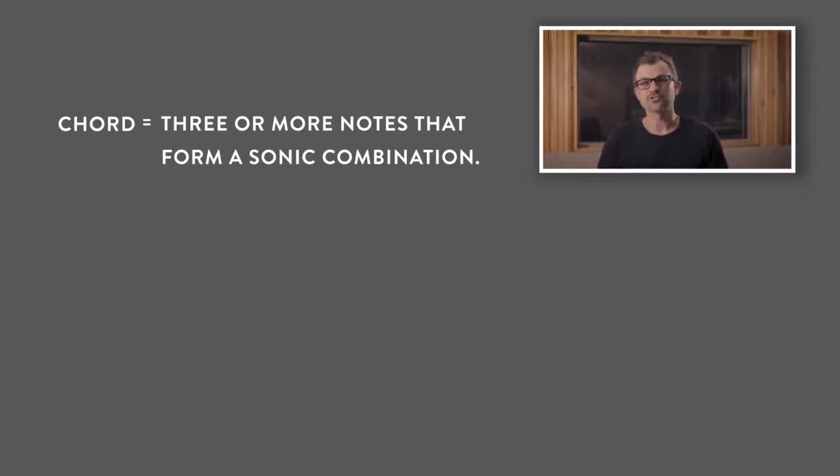Most chords are structured from 3 or more notes that form a sonic combination. The major chord is a combination of 3 notes. So let's look at the C major chord, but first let's look at the C major scale so we can see how the chord itself is formed.